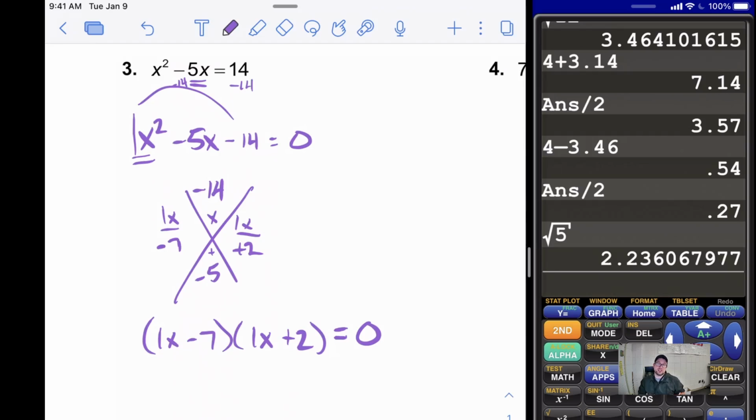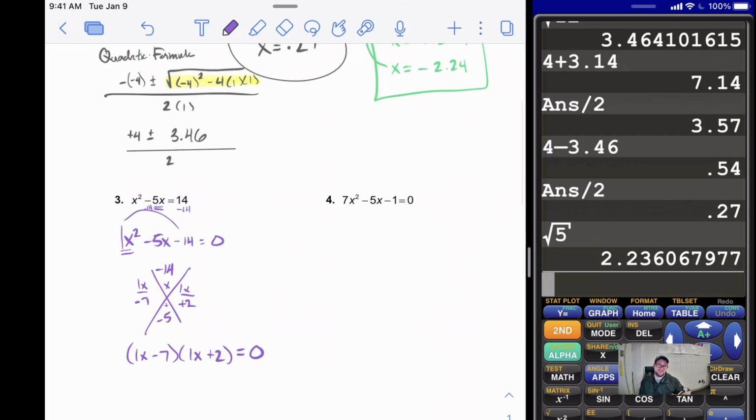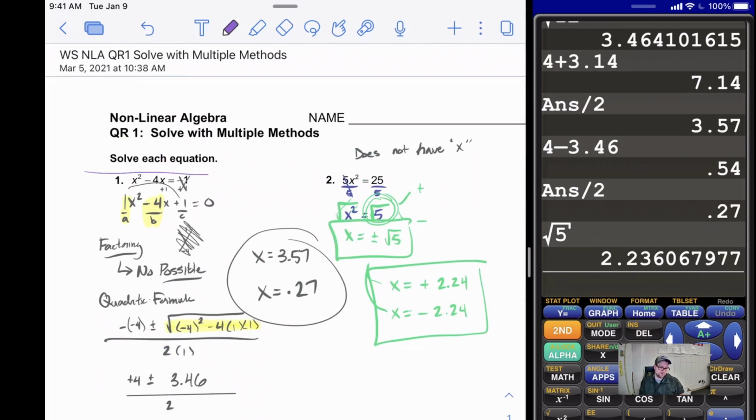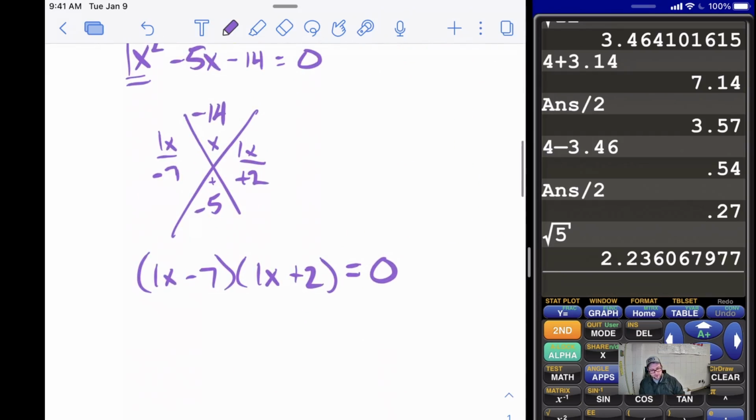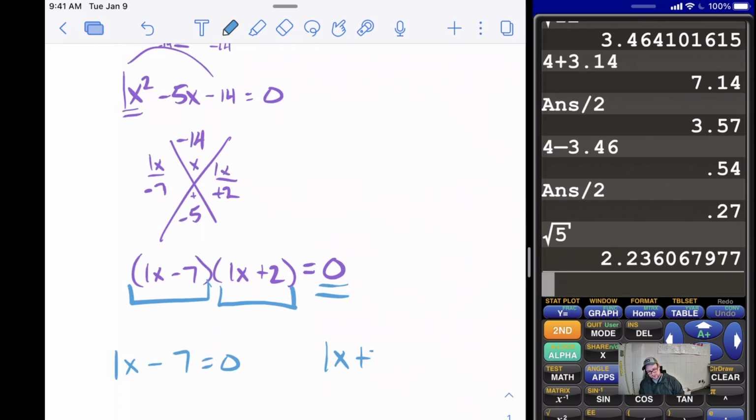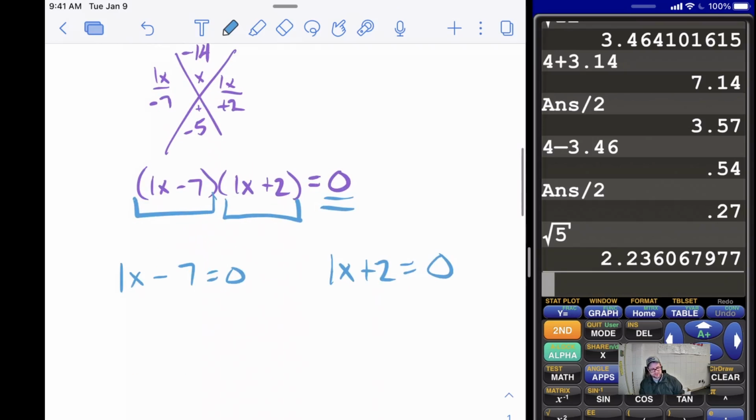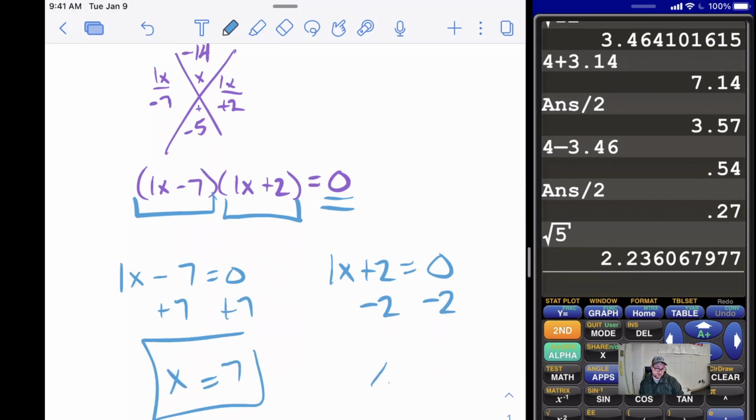Now to finish solving this, our directions were not to factor it, our directions were to solve. To finish solving this, the way we do it is we take this term and we set it equal to 0, and then we take this term and set it equal to 0, and we write two new equations. So 1x minus 7 equals 0, and 1x plus 2 equals 0. And then we solve. So add 7, x equals 7 is one of our answers. Subtract 2, x equals negative 2 is our other answer.